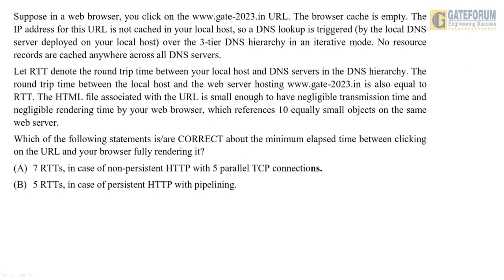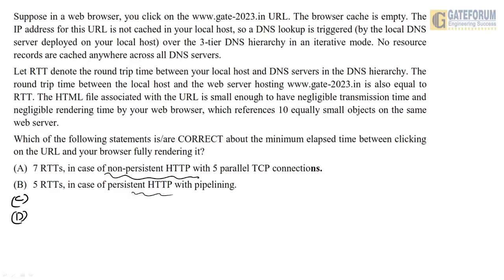Now see here the next question. Suppose in a web browser you click on the www.gate2023 URL. There are total 4 options. The first 2 options are written here, and there is also option C as well as option D. Ultimately we need to check how many RTTs in case of non-persistent HTTP and how many RTTs in case of persistent HTTP, and accordingly we need to give the answer.